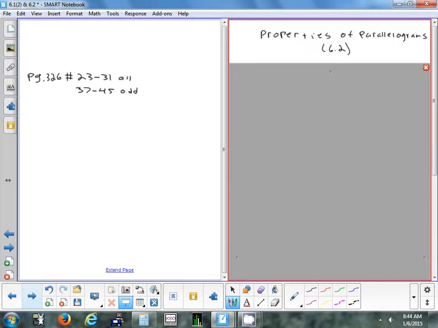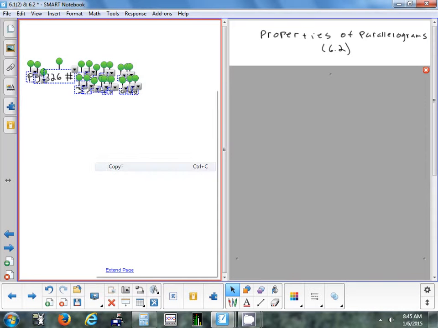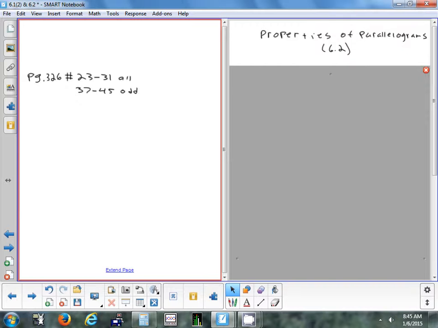All right. So let me put up the first part from that section. It's pretty straightforward. Most of it is identifying, is it regular, is it equilateral, equiangular? It's a lot of quick questions. So it's page 326, numbers 23 to 31 all, and 37 to 45 odd. I'll copy that, and if I remember, I'll try to paste it at the end so it's with the other one as well.